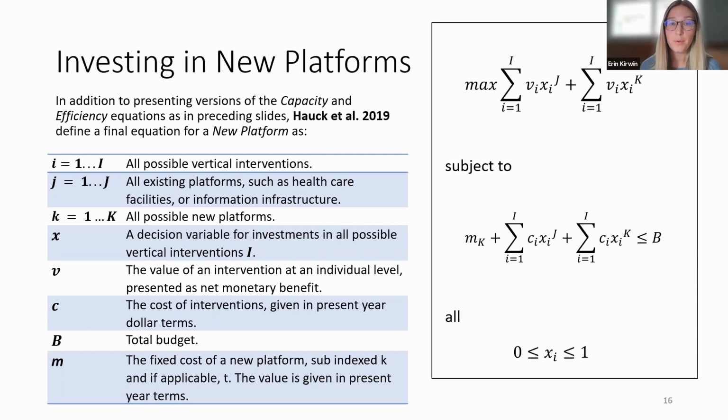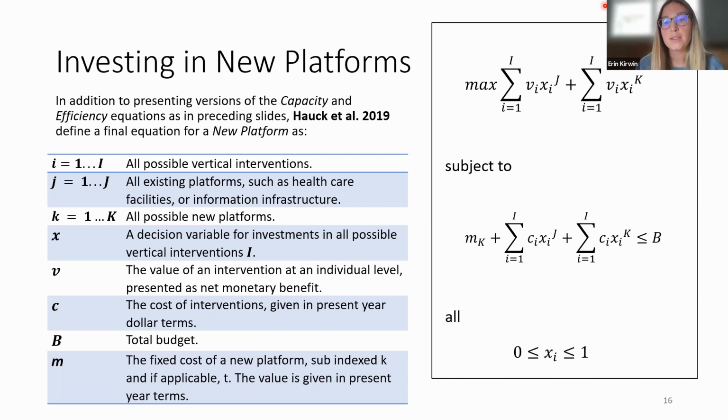So like Van Baal et al., Hauck et al. do not consider more than one existing platform in addition to the new platform. So you'll see that there's no J or K summation, it's just an index. So we're looking at just a binary choice between the two.